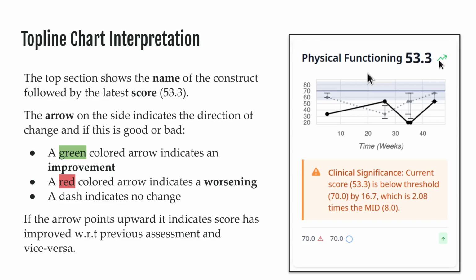If the arrow is pointing upwards, it means that the score has increased with respect to the past. So here, for example, you can see that the score has improved with respect to the last assessment. A dash indicates no change. So if you see a dash here, you will see also that the line is straight.